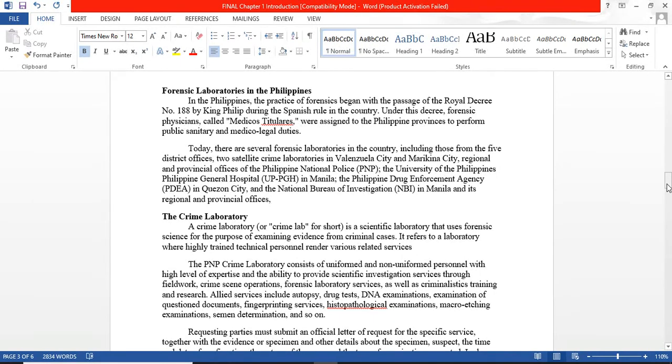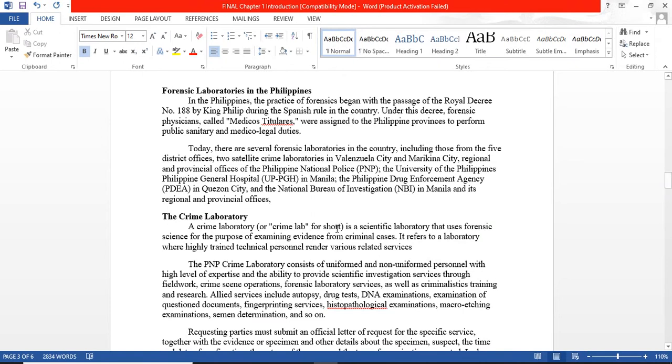Today, there are several forensic laboratories in the country, including those from the 5 distinct offices, 2 satellite crime laboratories in Valenzuela City and Marikina City, regional and provincial offices of the Philippine National Police, the University of the Philippines General Hospital in Manila, the Philippine Drug Enforcement Agency or PDEA in Quezon City, the National Bureau of Investigation or NBI in Manila and its regional and provincial offices.